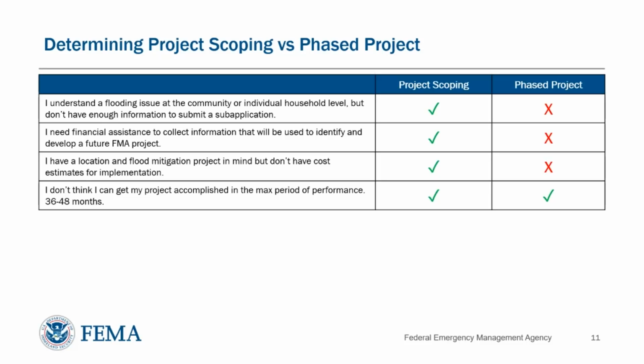And for a project scoping or a phased project, if you don't believe you can get the project accomplished in the maximum period of performance, 36 months for individual property mitigation or 48 months for localized flood risk reduction projects, you may want to look at scoping or potentially break up your project into phased projects.